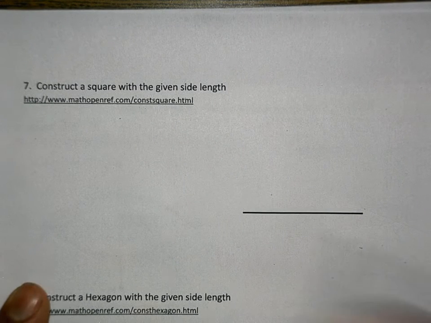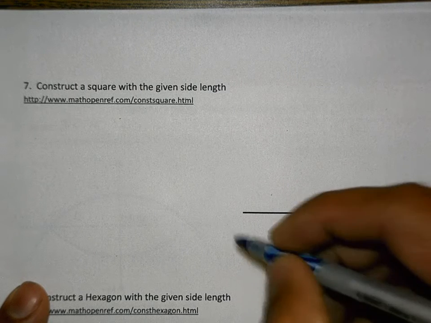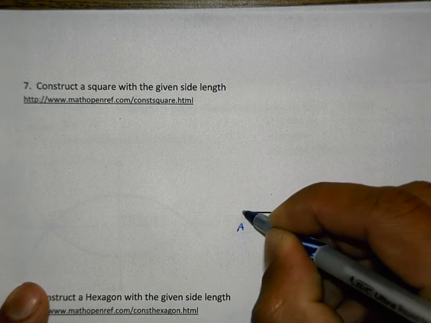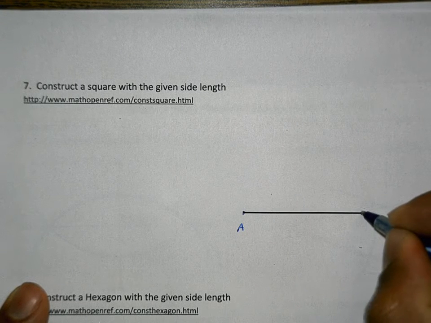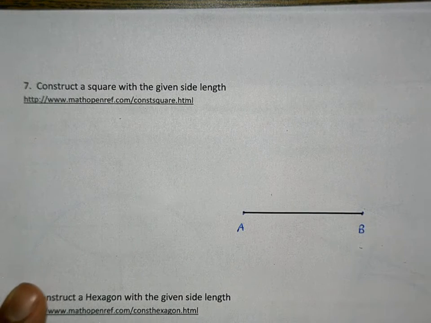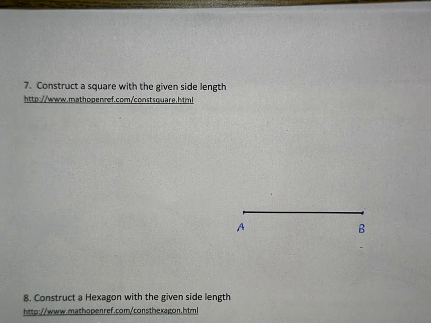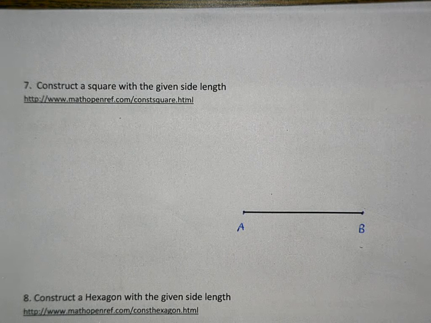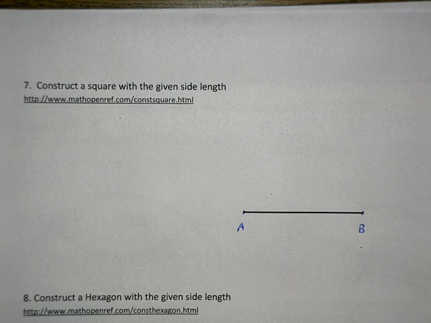Number 7, construct a square with the given side length. So the first thing we're going to need to do is we need to know what the side length is. I'm going to call this A, and I'm going to put a little dot there, and I'm going to call this B, so I know where it ends is right there. The first thing I need to do is to know how far it is. That's how far the side length is, AB.